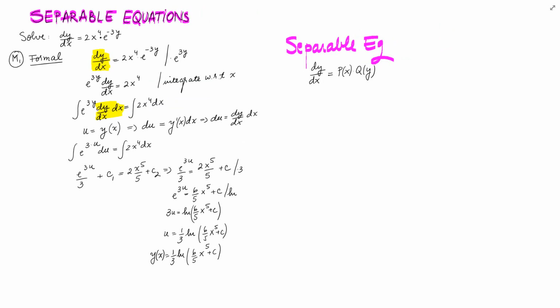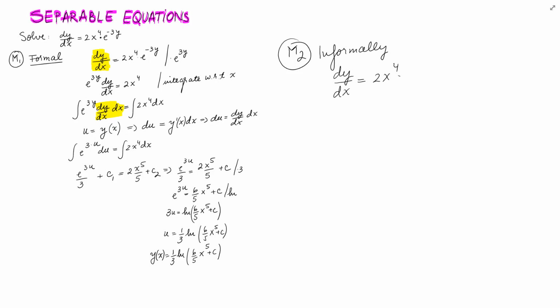Now let's take a look at this problem from the informal method. Let's see what happens informally. So I can actually write it here. So method 2, informally. Well, informally, when we start with dy/dx equals 2x to the 4th e to negative 3y, the very first step that we do is we multiply by dx. So dy equals 2x to the 4th e to negative 3y dx.